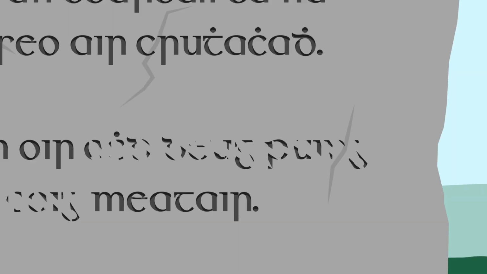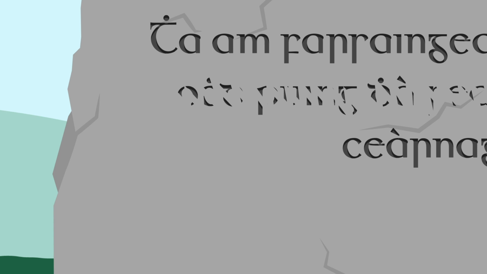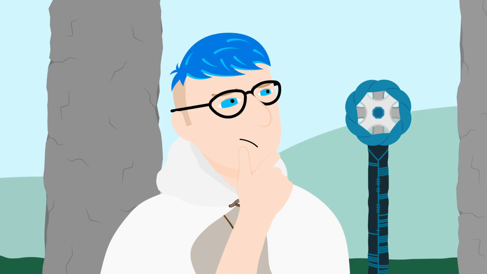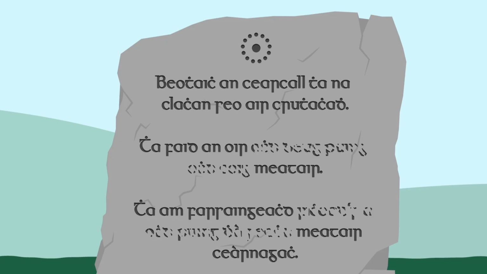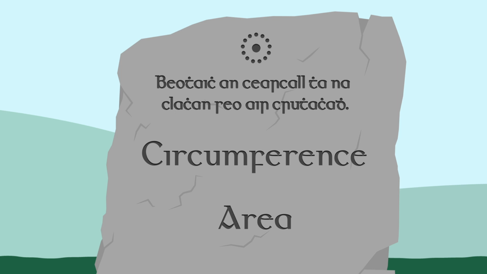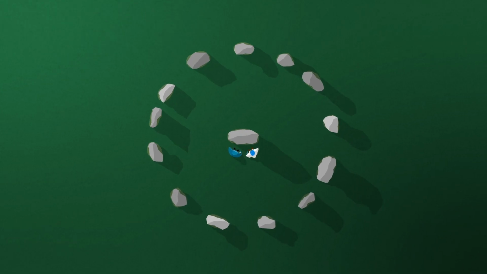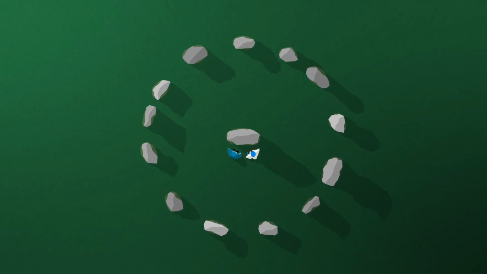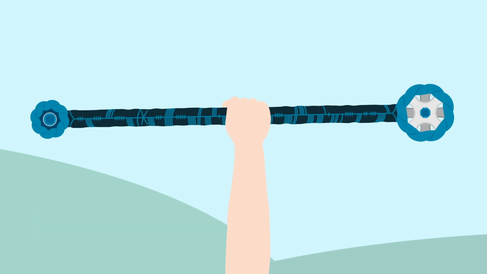Hang on though, some of it's been worn away. The magic will only work if the spell is complete. How are we going to work out the missing parts of the spell? Well, the two missing bits are the circumference and the area, which are both ways of measuring the stone circle. We're going to have to work them out ourselves. Good job I brought my measuring staff then.